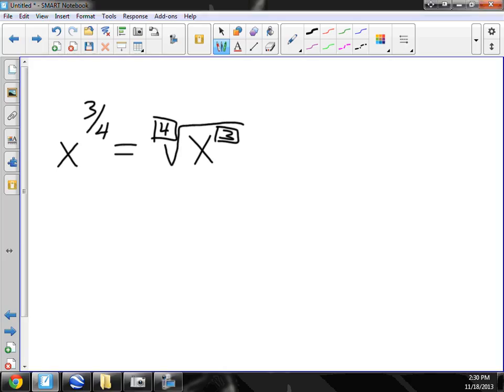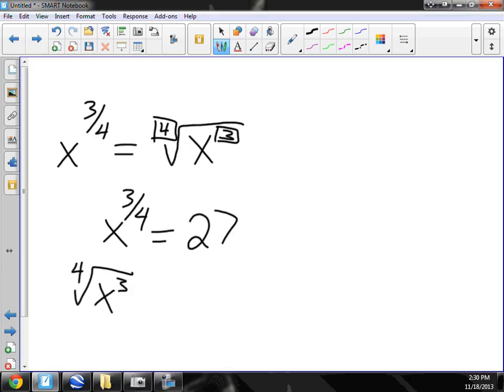Okay? So if I had x to the 3/4 equals 27, the radical form of that is the 4th root of x to the 3rd equals 27. So we can solve this by picking that apart one thing at a time. How do you undo a 4th root? You take the 4th, you raise it to the 4th power. Wow, that was a new one.